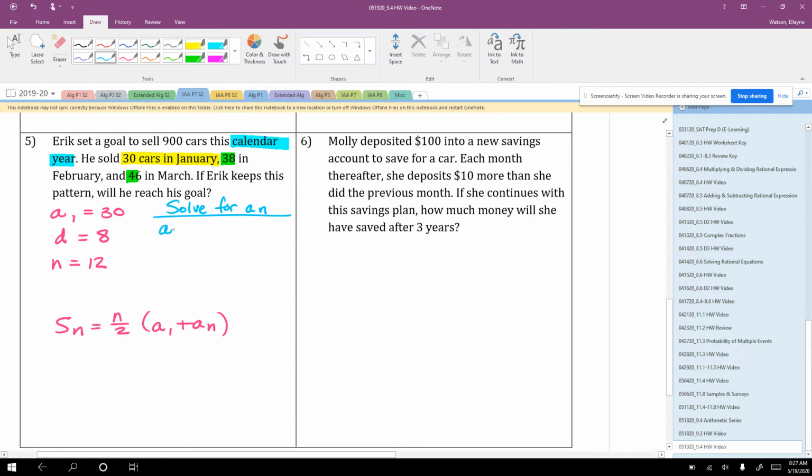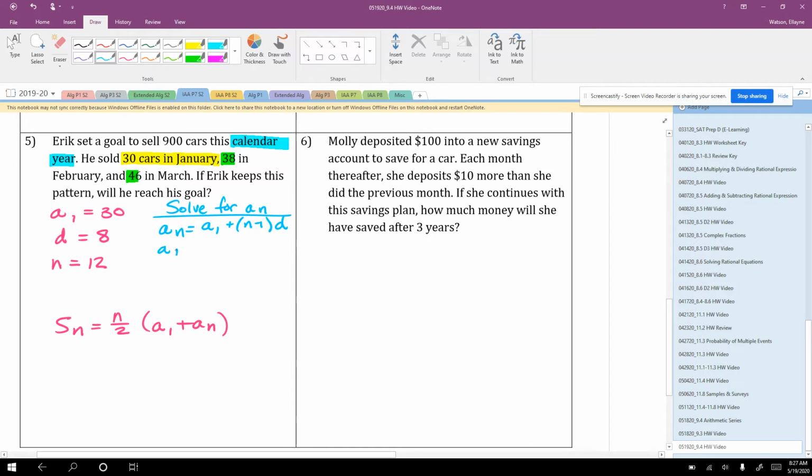Well, a sub n is equal to a sub 1 plus n minus 1 times d. Just like in yesterday's notes, we have to use this explicit formula for an arithmetic sequence in order to find the value of the last term. And that's what I just wrote down.